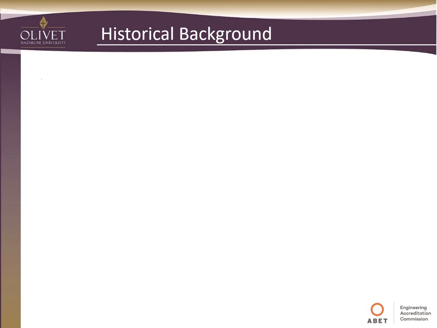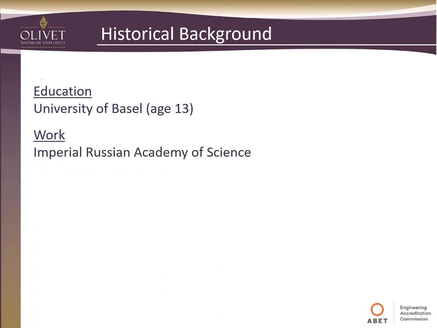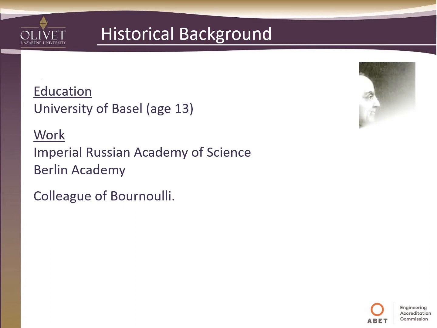First, we want to take a quick look at another historical background, again looking at people who have in one way or another influenced the field of electromagnetics. The person today is a child prodigy, started his education at the University of Basel at age 13. He worked at the Imperial Russian Academy of Science in the Berlin Academy. He was a colleague of Bernoulli. Surely you've heard of Bernoulli by now in engineering, major contributions to many fields in engineering.